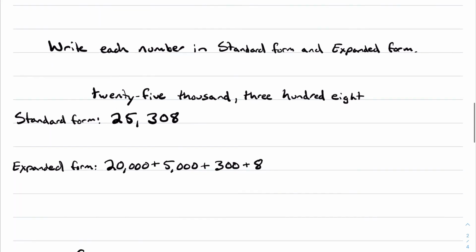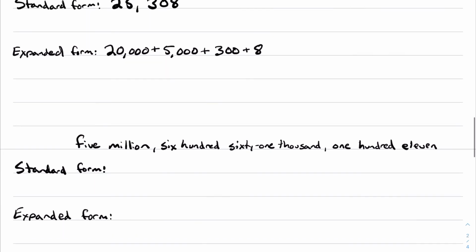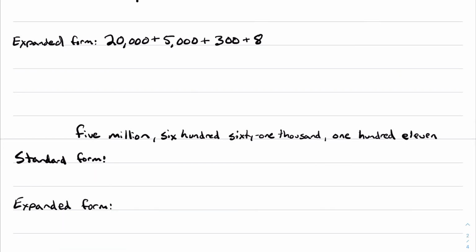Okay, and then we have another number. We got five million, six hundred sixty-one thousand, one hundred eleven. So as we read it, we're just going to write that: 5,661,111. 661,000 is our next period, then 111. We got a lot of ones there. And then we're going to take that number and write it in expanded form.